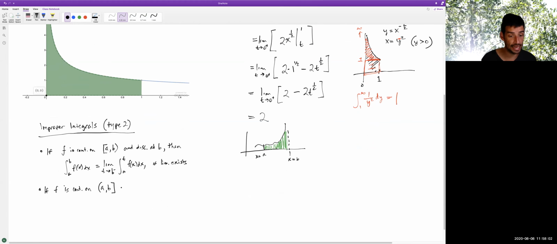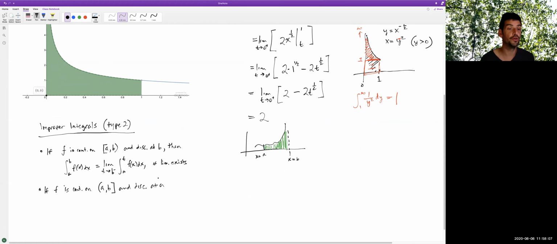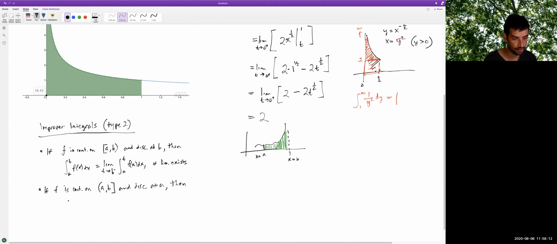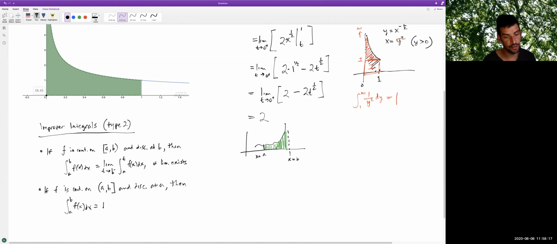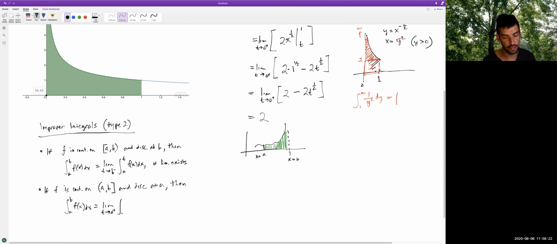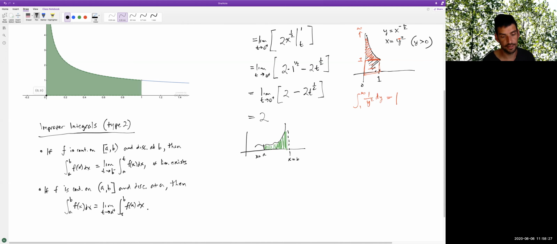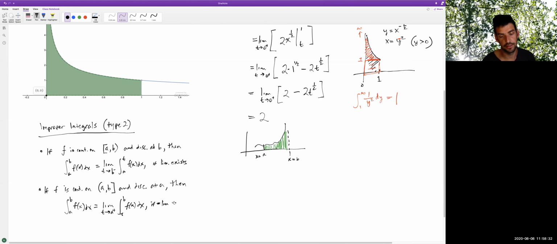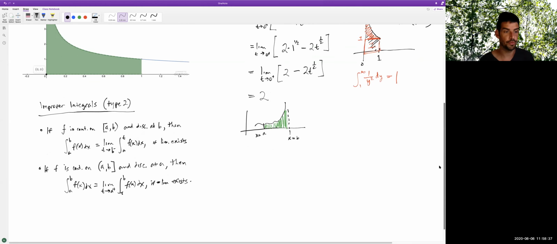All right, and then the one that we just did, if f is continuous on this interval where it's continuous at B but not A, and it's discontinuous at A, so we just did this one where A was 0 and B was 1, then our integral from A to B of f of x dx is going to be the limit as t approaches A from above, of the integral from t to B of f of x dx, provided the limit exists. All right, so that's the one we just did.